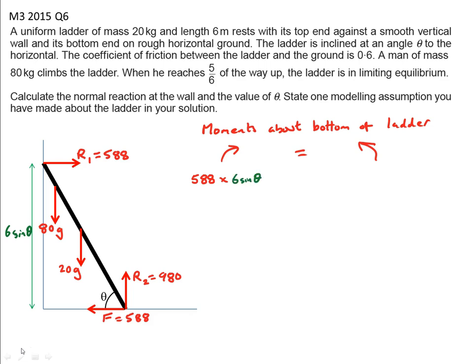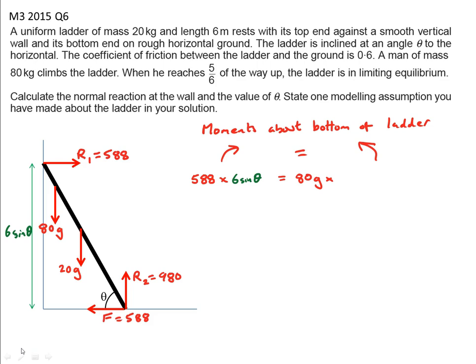So I've got 588 times 6 sine theta is the total clockwise moment about the base of the ladder. And that's got to equal, first of all, the moment of the 80g about the base of the ladder plus the moment of the 20g about the base of the ladder.